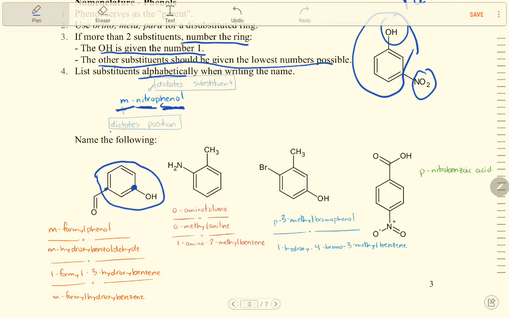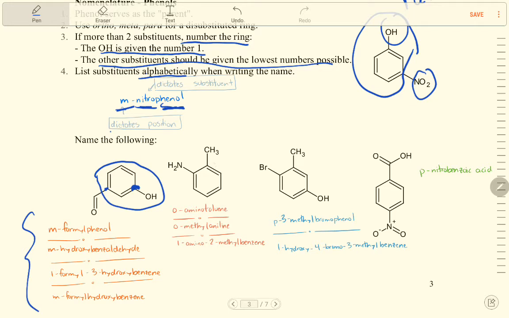Or you can say meta-hydroxybenzaldehyde, or you can say 1-formyl-3-hydroxybenzene, or you can say meta-formyl hydroxybenzene. So there are a variety of ways you can name that.